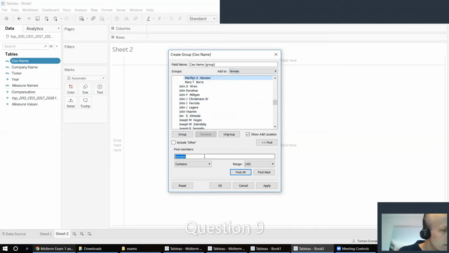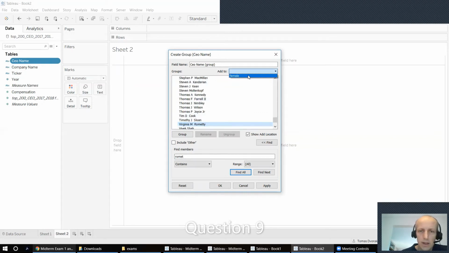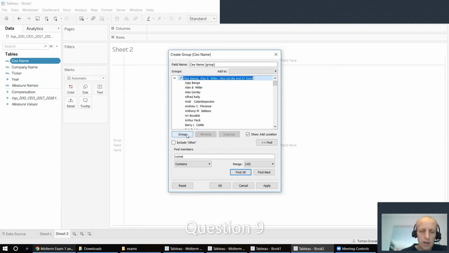And there's two more. Novakovic, we're going to add to female. This is a little tedious here, but we'll do it. And Rometty from IBM, we add to female. And so what do we have? We've got all here the female CEOs. Let's group everybody else. So the guys here at the top, and they are guys, we're going to group them, call them male, and everyone below these females, like John Wren, is going to be added to the male group.